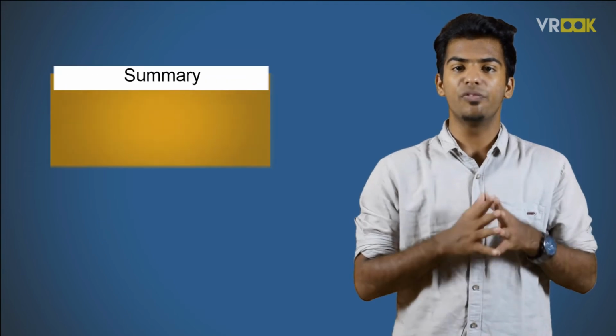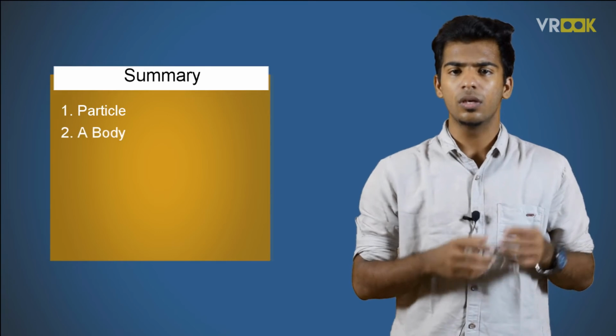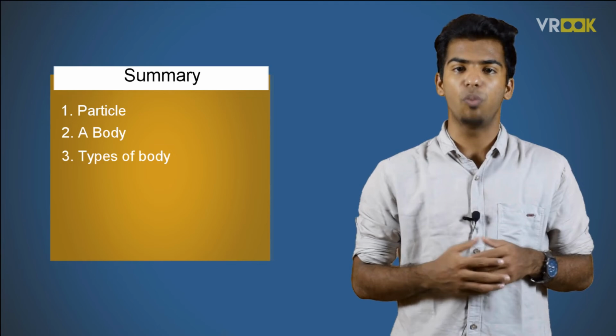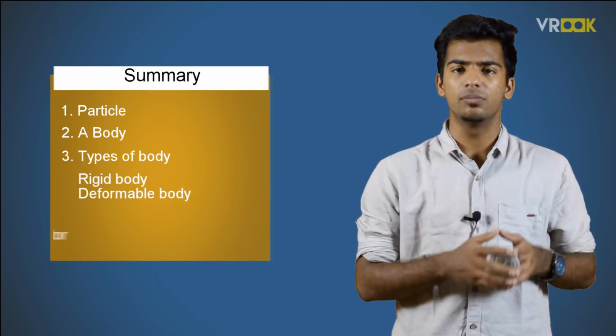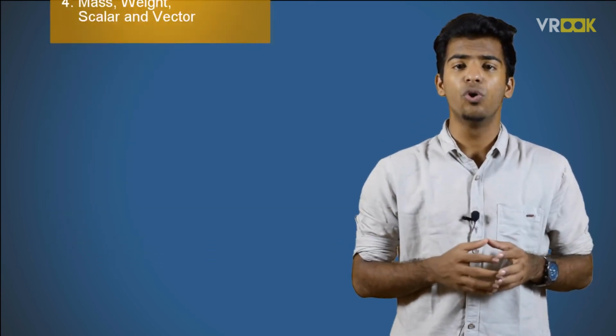We learned all the basic terminologies which we'll encounter in the upcoming videos and modules. To sum up, we learned about a particle, a body of negligible volume, a body made up of billions of particles, then the types of bodies, rigid and deformable, and finally the technical terms like mass, weight, scalar and vector. In the next video, we'll look at Newton's laws of motions, which is the most basic laws to understand engineering mechanics. See you there.